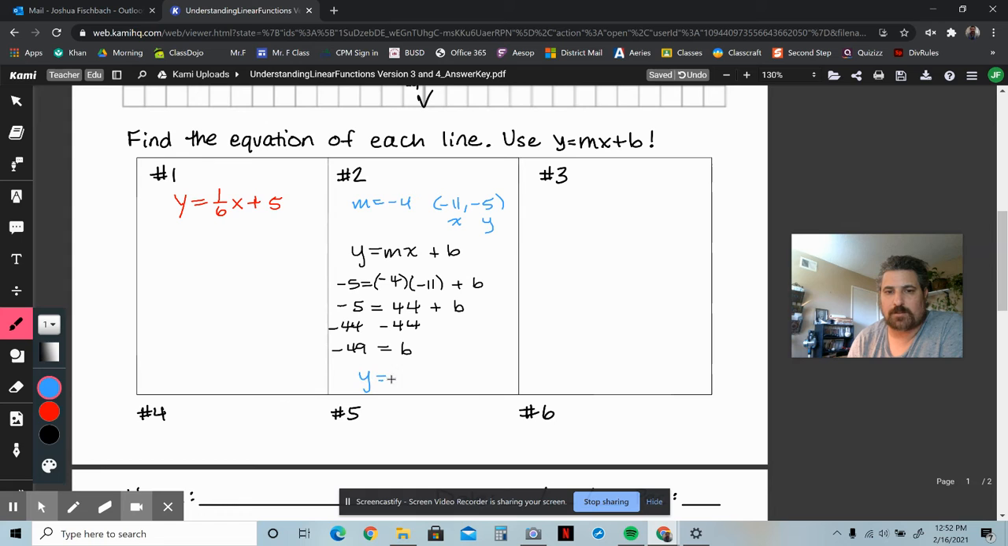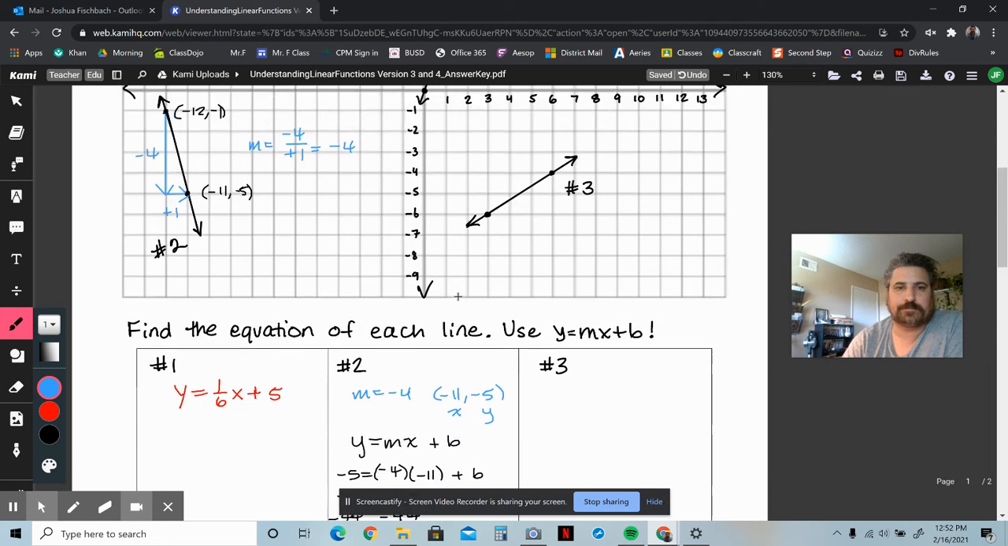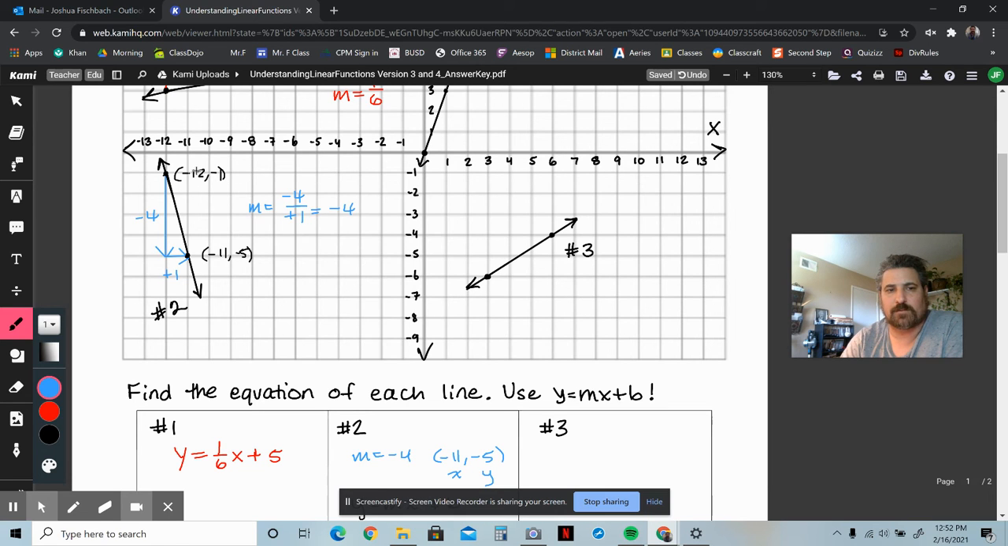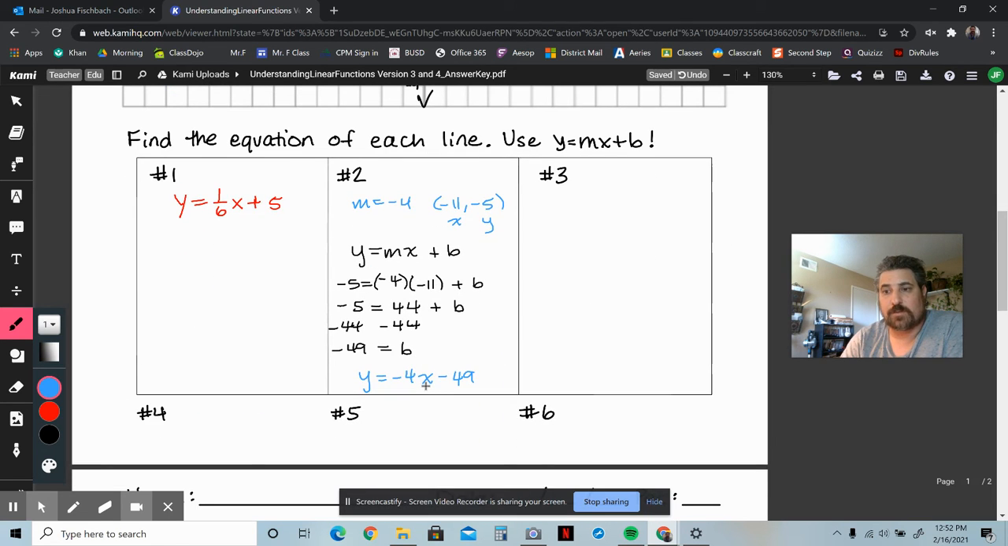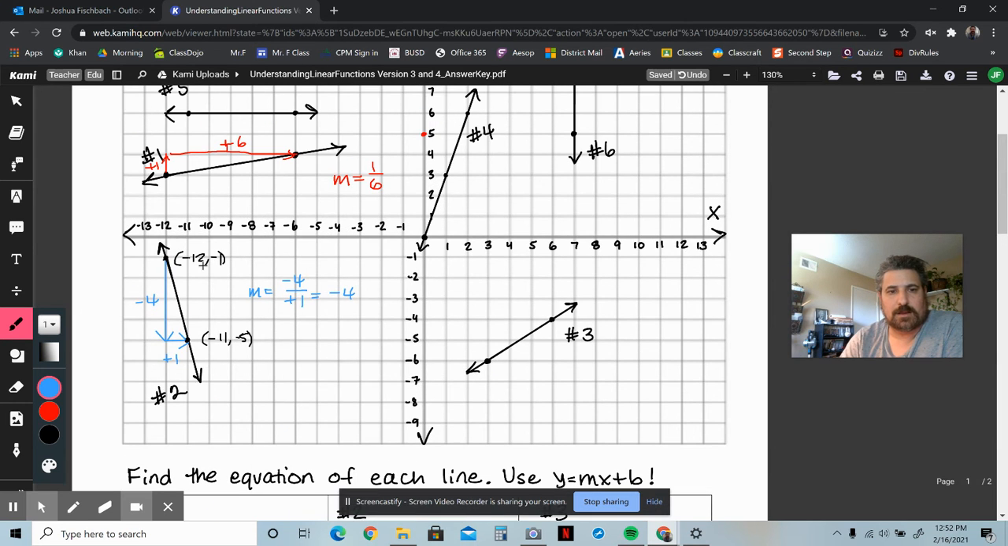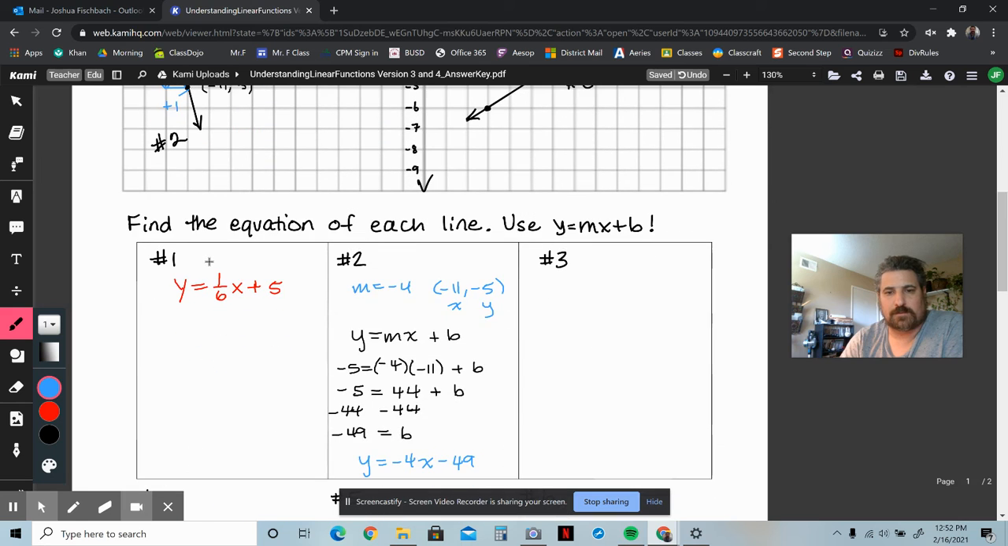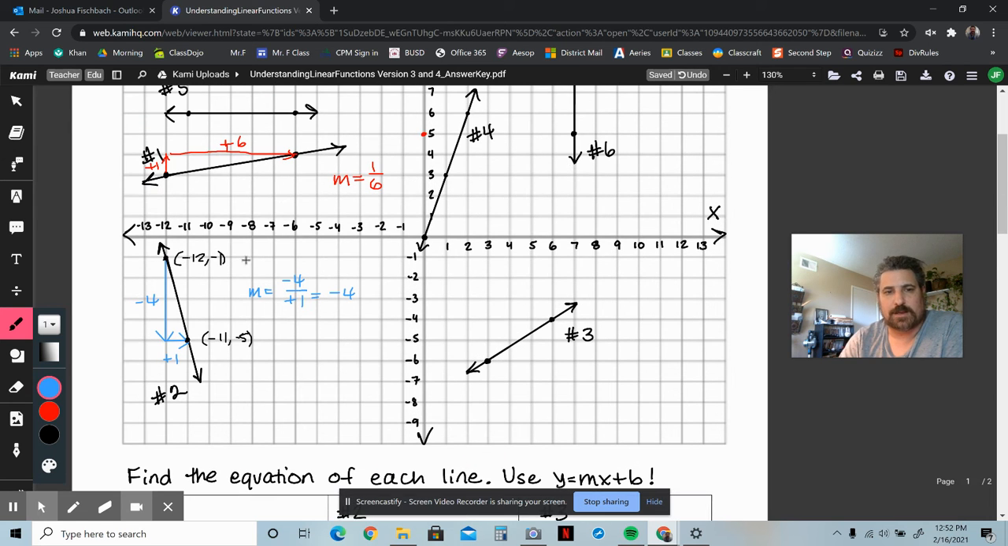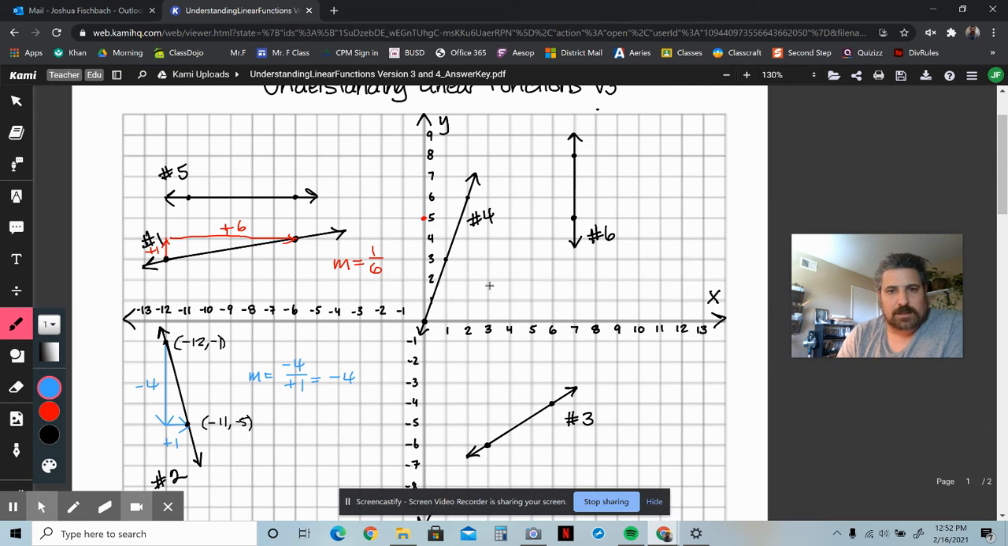It's going to be y = -4x - 49. Let me just fix the writing there. And there you go. So that's our second line. You can check it with the (-12, -1) point. So -4 times -12 is going to be positive 48. Positive 48 minus 49 is going to be -1. And you can see that the y value is -1. So it works.